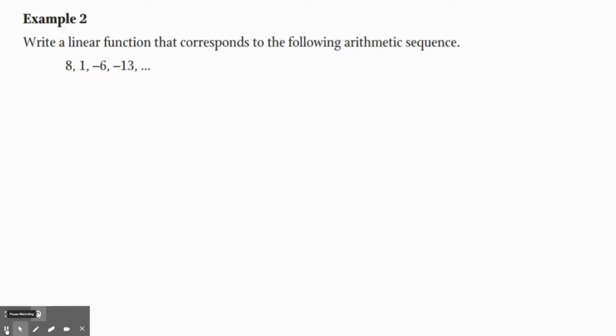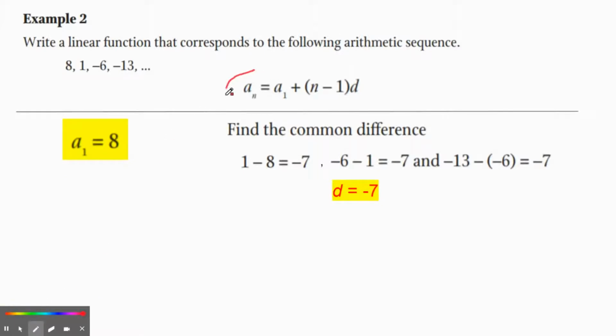Write a linear function that corresponds to the following arithmetic sequence. Once again, write down the formula for the arithmetic explicit sequence, which is a sub n equals the first term plus the quantity of n minus 1 times d. You got to find that common difference, which is negative 7. How do you get that?